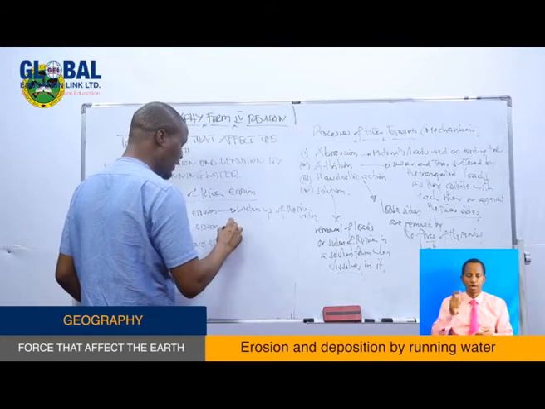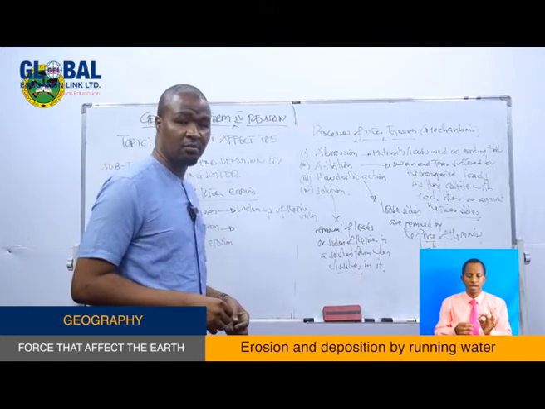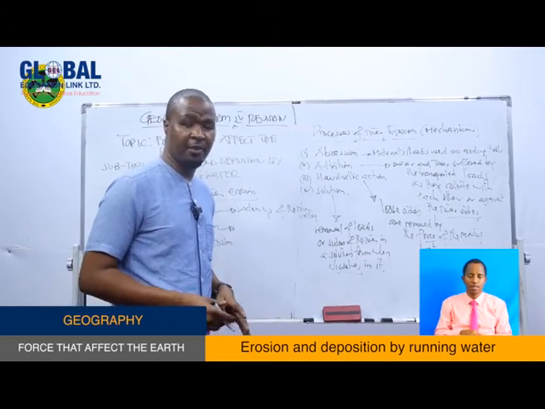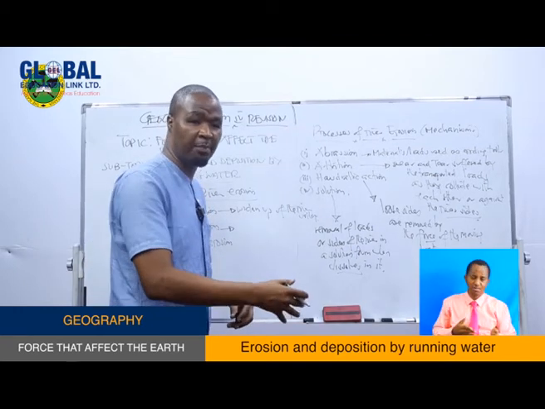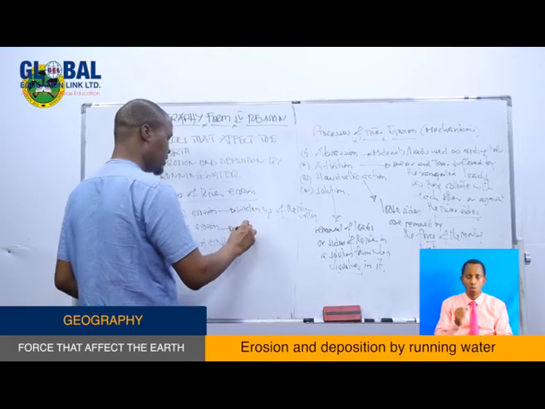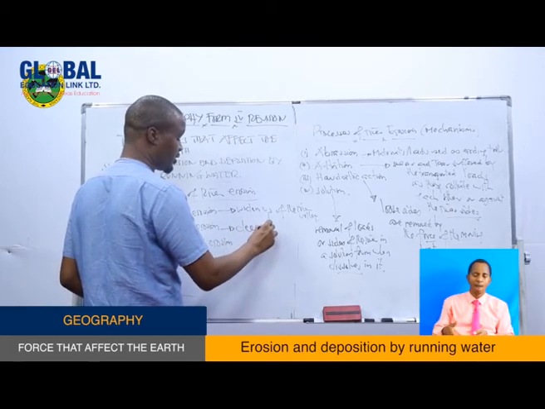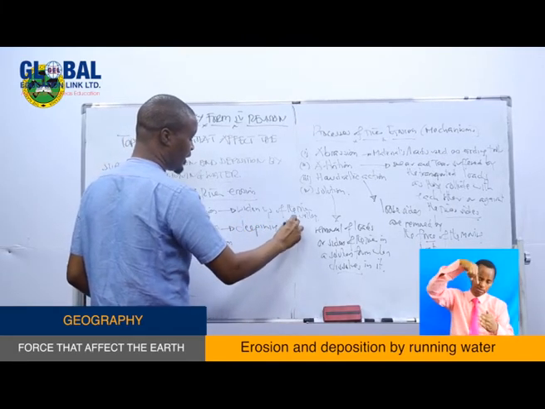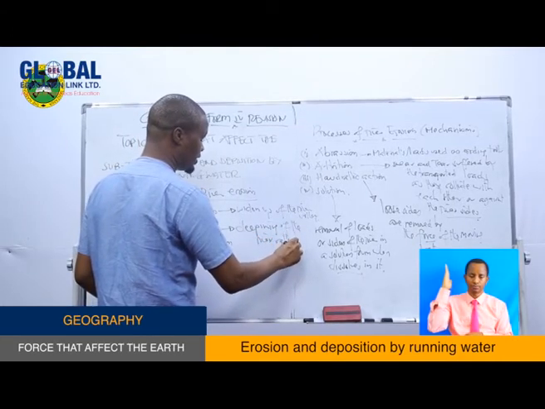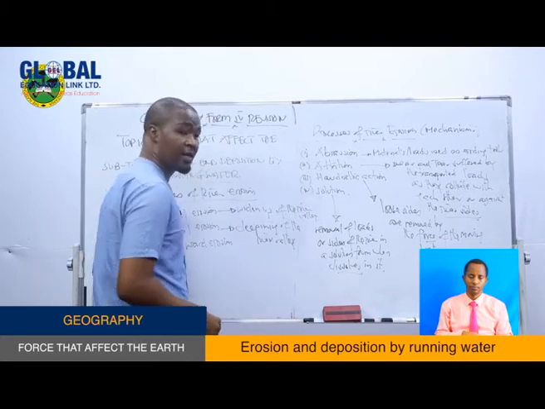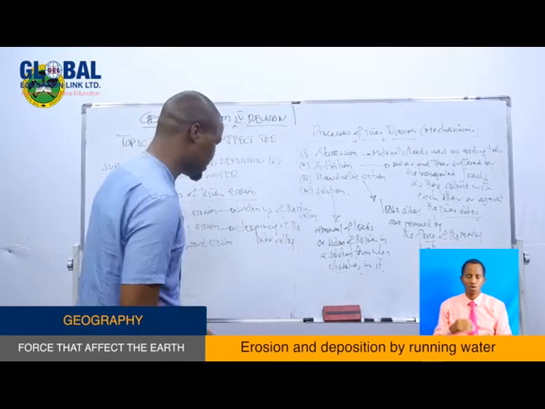Vertical erosion refers to the vertical undercutting of the riverbed. It may result in the deepening of the river valley. In other words, we say the river valley is now undergoing an increase in its depth.